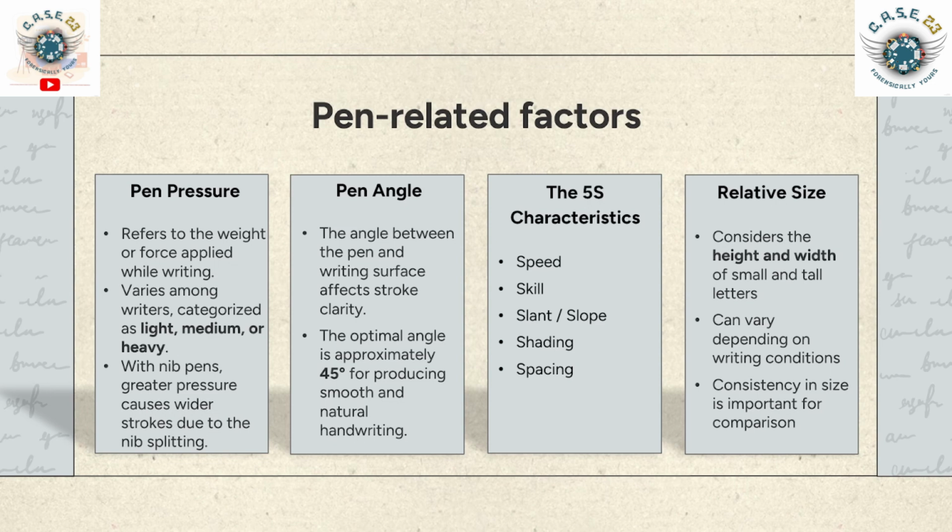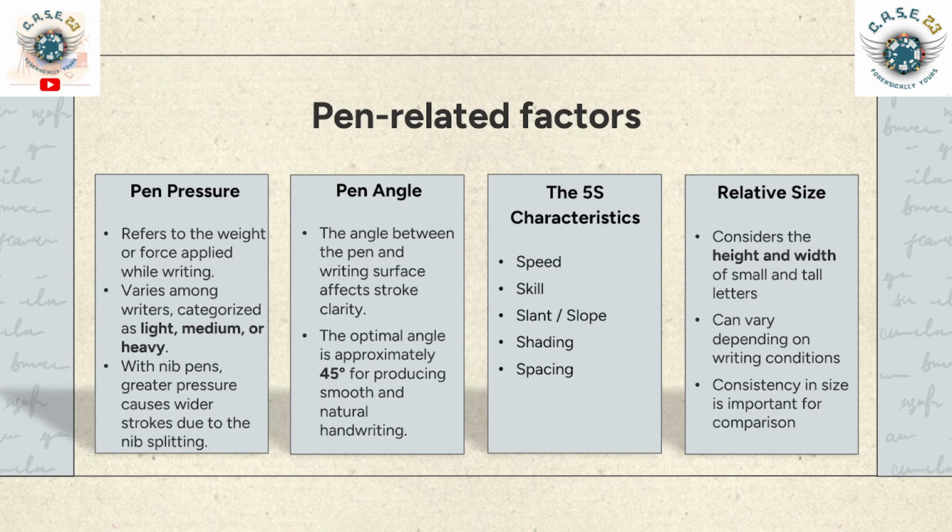The next are the 5S characteristics. There are five core factors that examiners often look at during handwriting analysis. So the first S is speed. Is the writing slow and careful, or is it fast and fluid? These factors are usually analyzed in speed. The next S is skill. In skill, it is usually analyzed whether the writer is confident and practiced, or unsteady and inconsistent. Then the next S is slant or slope. Do the letters lean left, right, or stand straight? These are the factors analyzed in slant or slope. Then second last is shading. Are the strokes evenly dark, or do they vary in intensity? Then the last is spacing. What's the distance between letters and words?